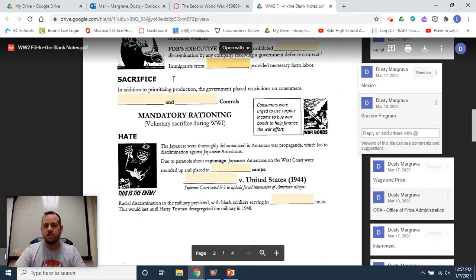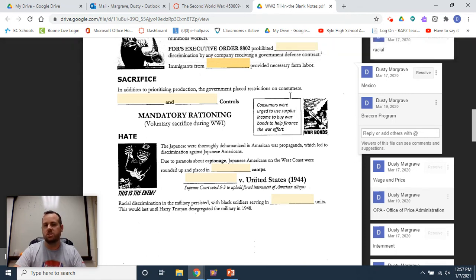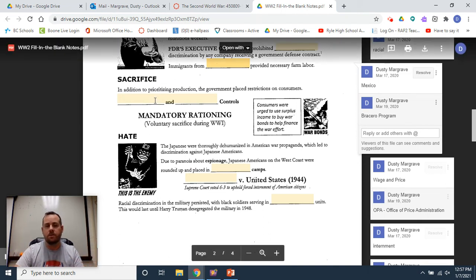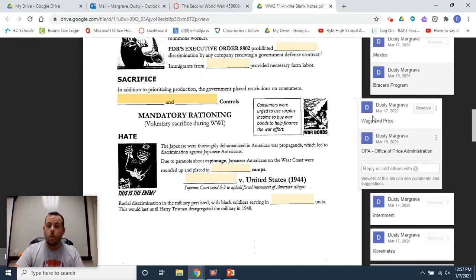There was also sacrifice made by everyday Americans. The government placed restrictions on things. If you've ever heard of this idea of rationing, that you couldn't just go to the store and buy all the bread that you wanted or all the canned goods that you wanted. You had limits, and there were little booklets that you would get stamped at the store that shows I'm only consuming a limited amount. This would make sure that there was enough food and supplies for the whole country and for the military.